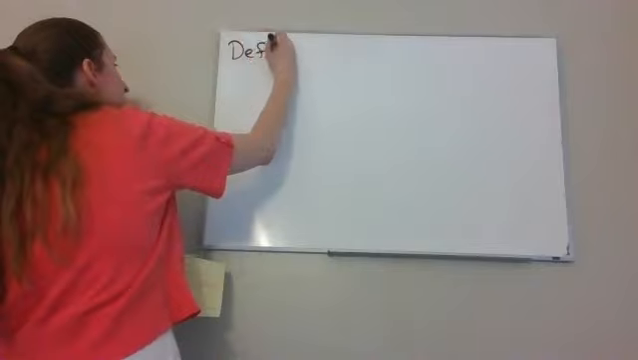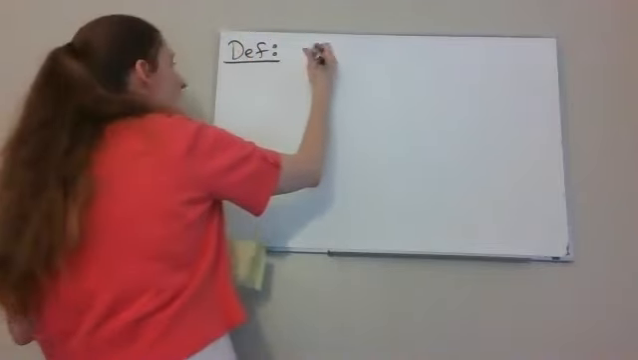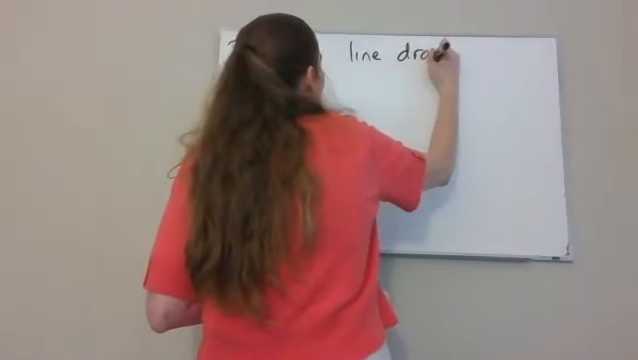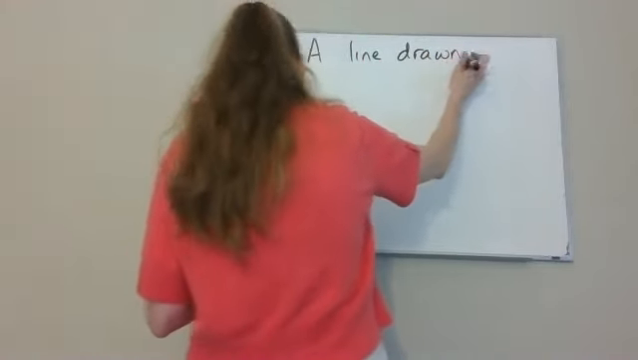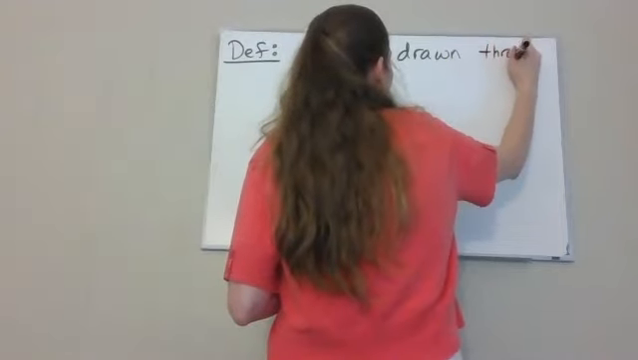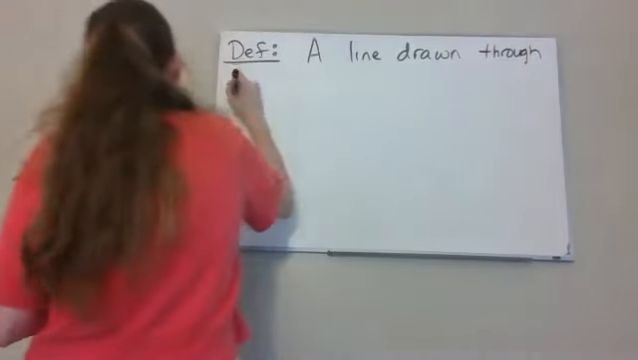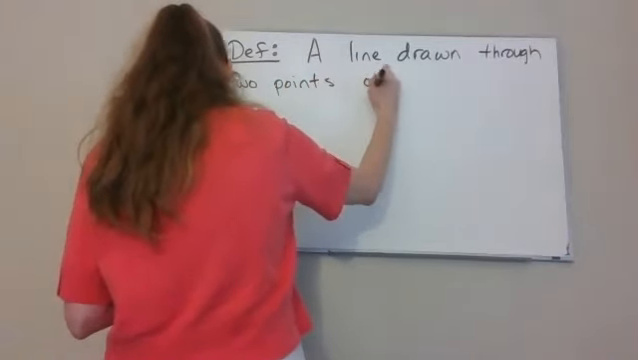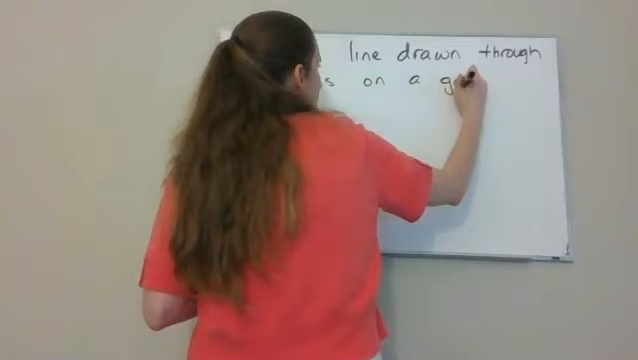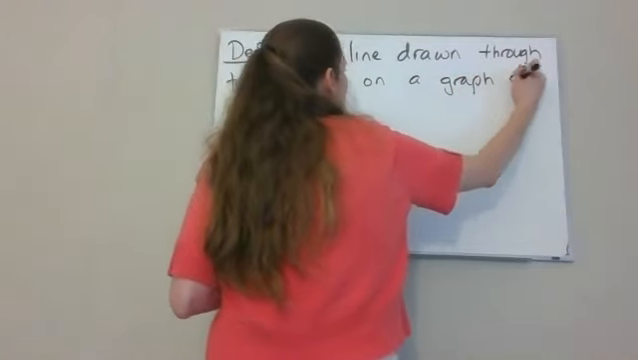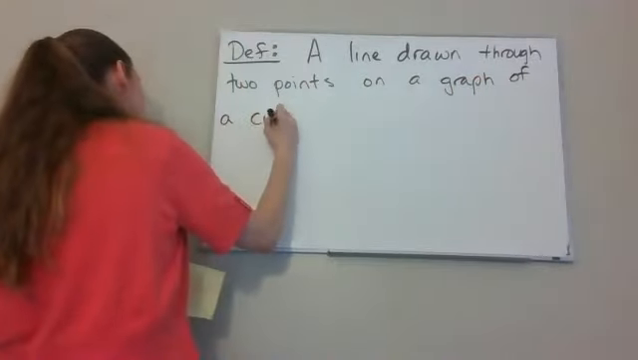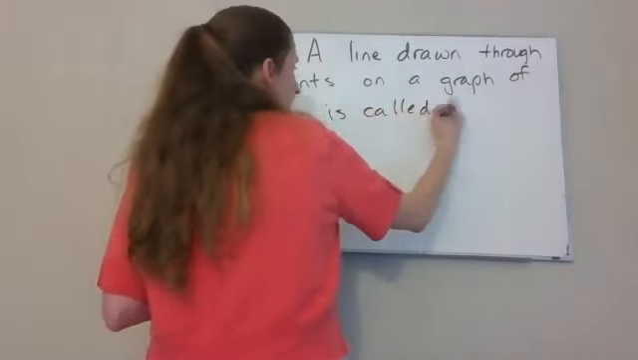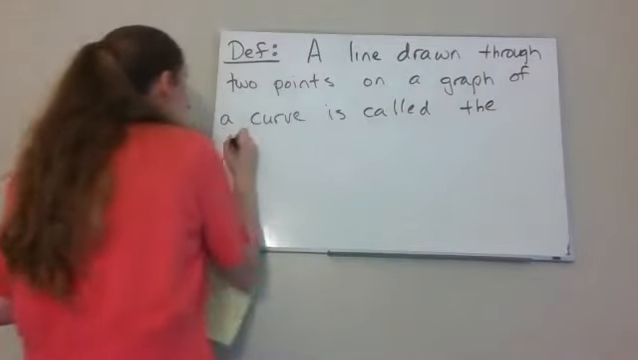Another definition for us. A line that is drawn through 2 points on a graph of a curve is called the secant line.